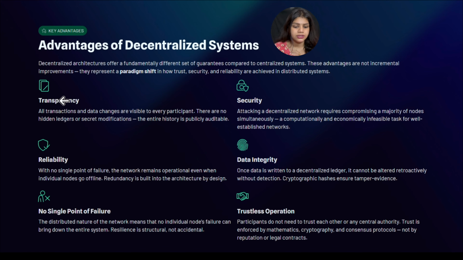Transparency. All the transactions and data which are shared across the network are visible to all the nodes. And security, like attacking one decentralized system requires compromising a majority of nodes simultaneously. So security is very high by using hashing and cryptographic algorithms. Okay, reliability. With no single point of failure, the network remains operational even when individual nodes go offline. If a single node goes down, the network is still stable and valid.